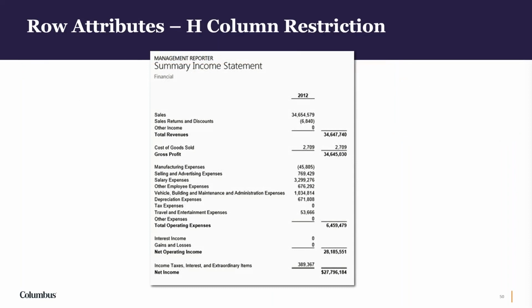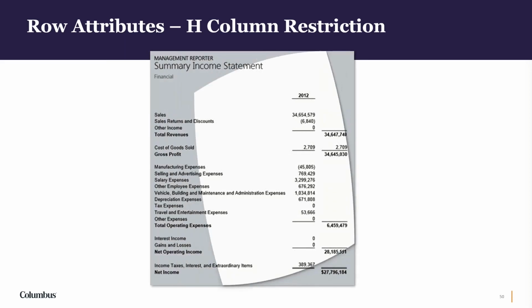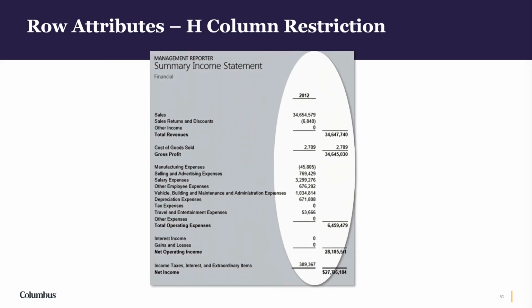First is restricting which column a value prints in. This might look familiar. We just talked about the column restriction in our minority interest example. Here's another example of how to put that to use. In this income statement, we have subtotals print in a different column. It's actually just a quick two-step setup.